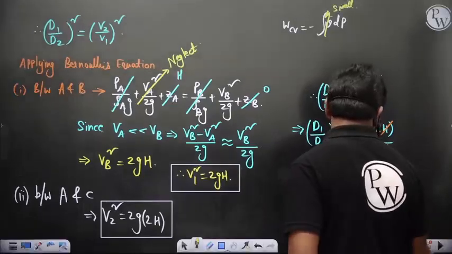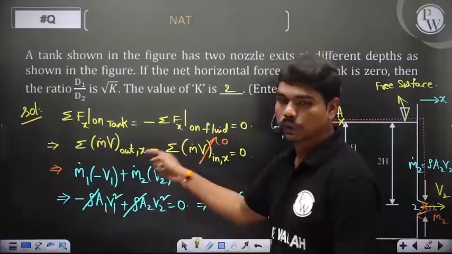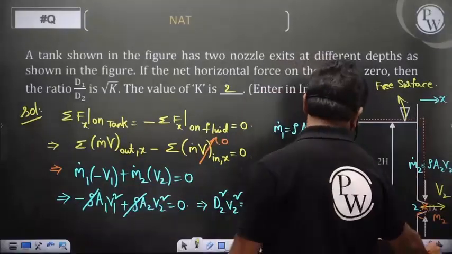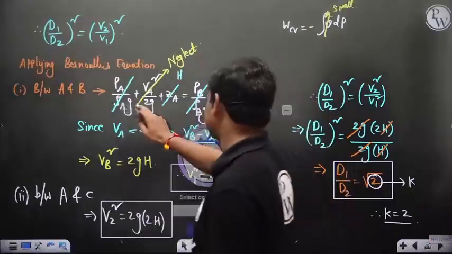So D1 by D2 is square root of 2. It's a very simple question, but it needs a bit of concepts too. So momentum equation and then a bit of Bernoulli equation to solve. That's all. So 2 is the correct answer. Let's see how many people answer.